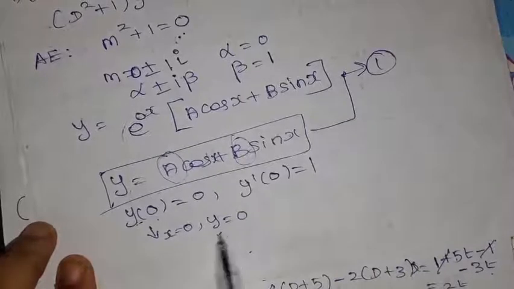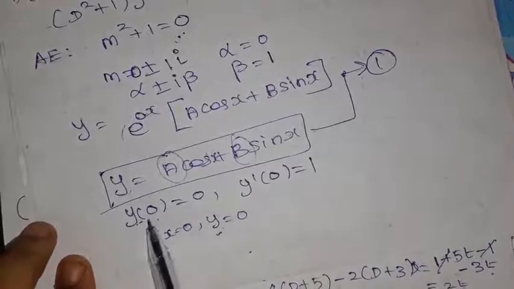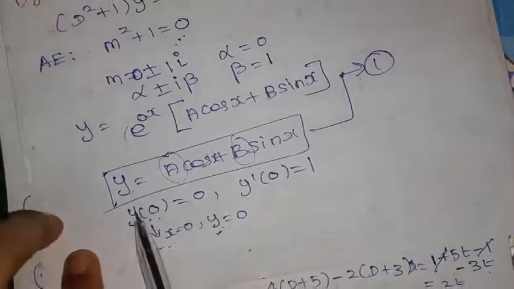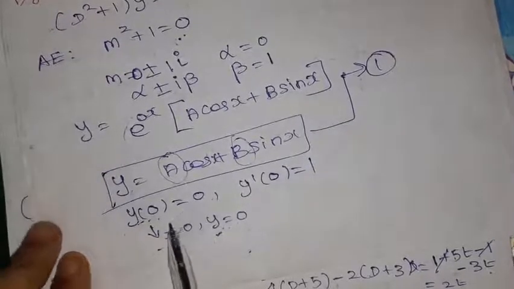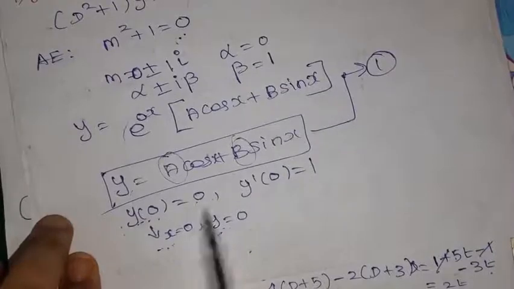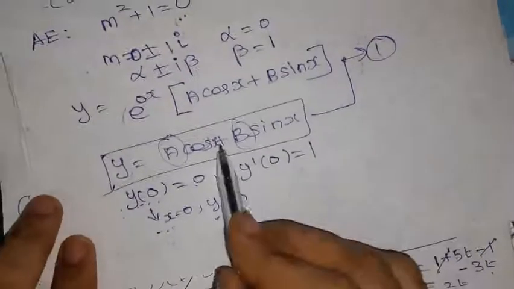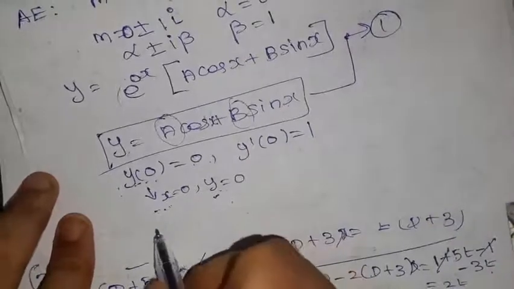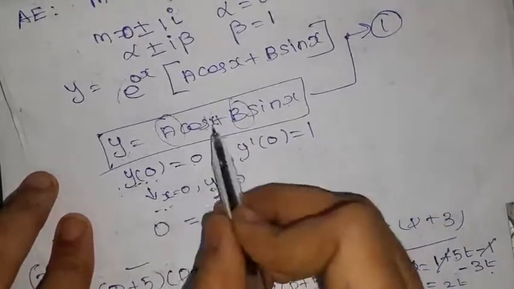Substitute x and y value equal to 0. At x equal to 0, y value equal to 0. What is the meaning of y of 0 equal to 0? It is nothing but at x equal to 0, y value equal to 0. So substitute x and y value 0 in that equation. Y equal to 0, then a cos 0.